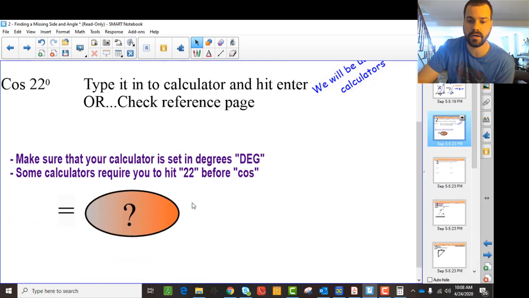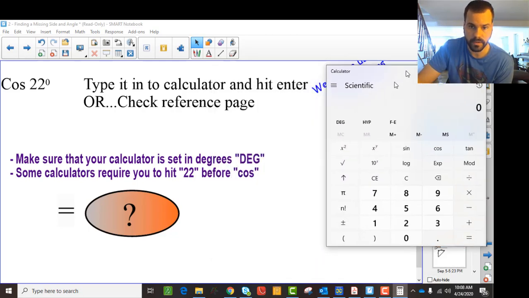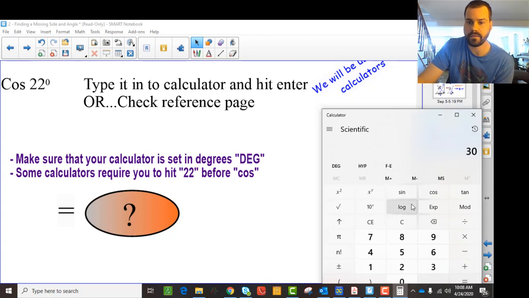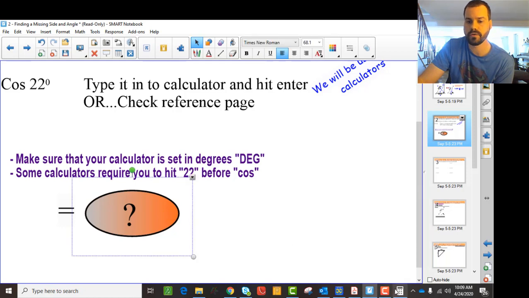Some calculators, you can hit sine and then hit 30 and then hit equals. Some calculators, like this one, you have to type in the 30 and then hit the sine button. Or if it's 22, then you hit the cosine button. The other important thing is that you have to be set in degrees. You should see a DEG or a D somewhere. Your calculator's default is degree mode, but there are other modes. If you click that button, I can change to radians or gradients on this calculator, and you can do it on yours as well. So make sure that you are in degrees.